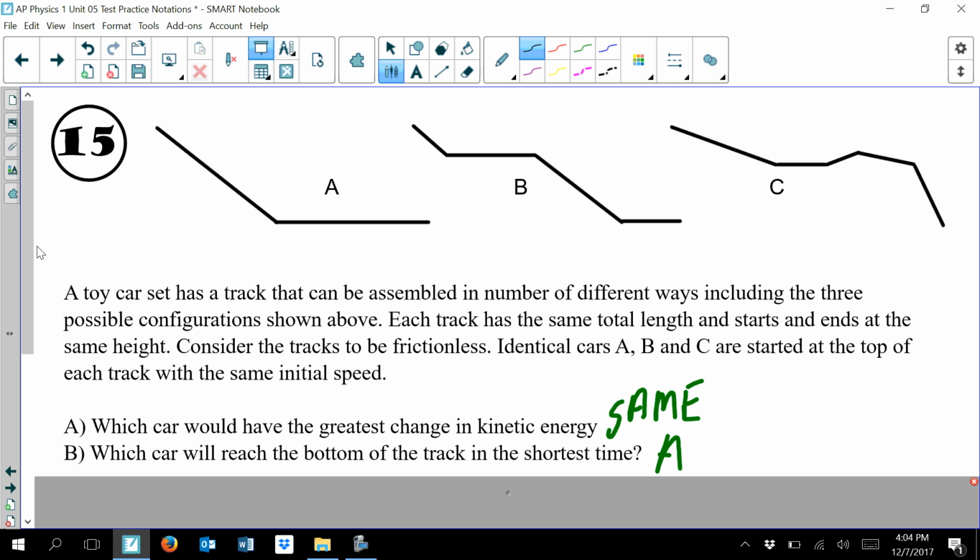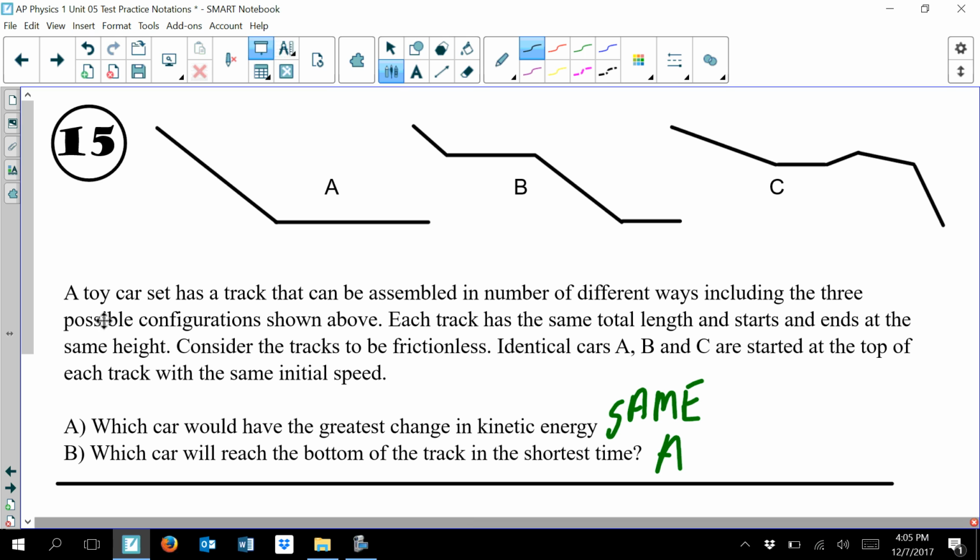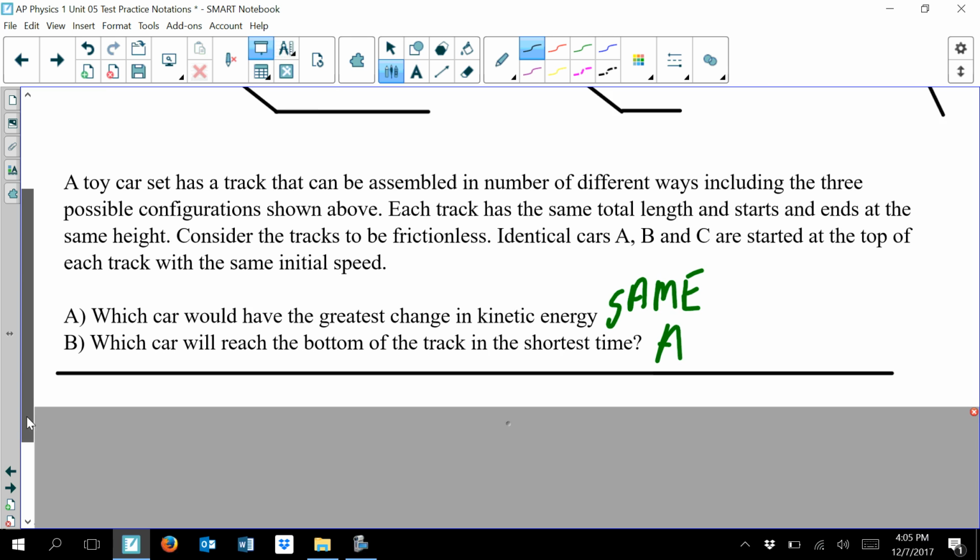Couple more here. We've got a set of 3 tracks. Which has the greatest change in kinetic energy? They're all the same because they all go through the same change in height, which means they all lose the same potential energy, which means they all gain the same kinetic energy. And which car reaches the bottom of the track in the shortest amount of time? That is A. It's the most direct route. It speeds up the fastest. B has this piece where it's going relatively slow and then it starts speeding up again.